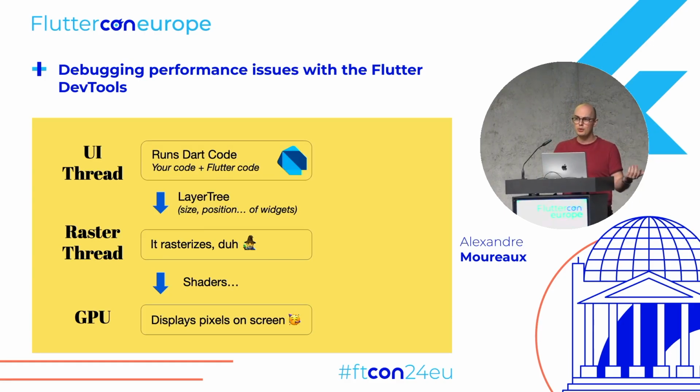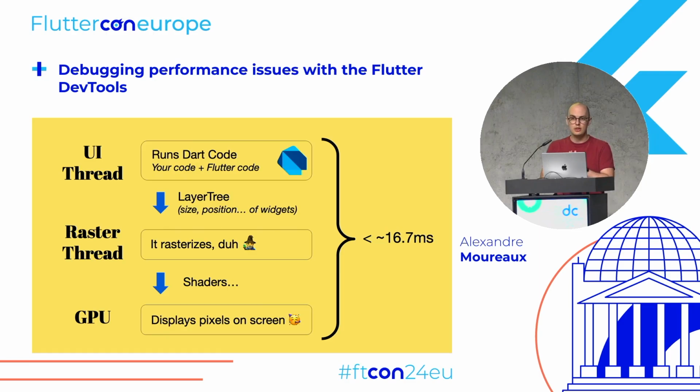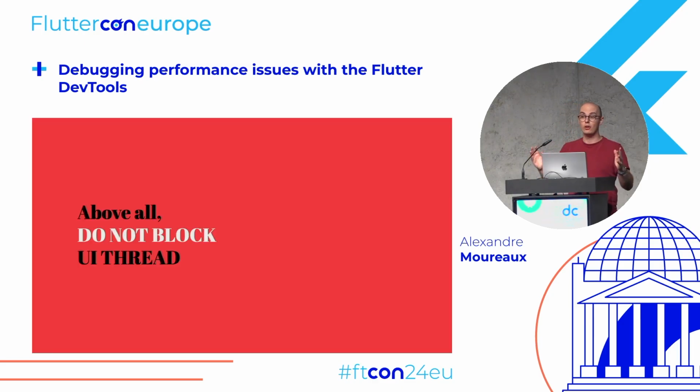And so for your app to run at 60 FPS, all of this needs to run under 16.6666666, etc. milliseconds, because, well, 1 second divided by 60 is 16.666 milliseconds. So this has one crucial implication. Above all, you should not run expensive calculation on your main Dart thread.